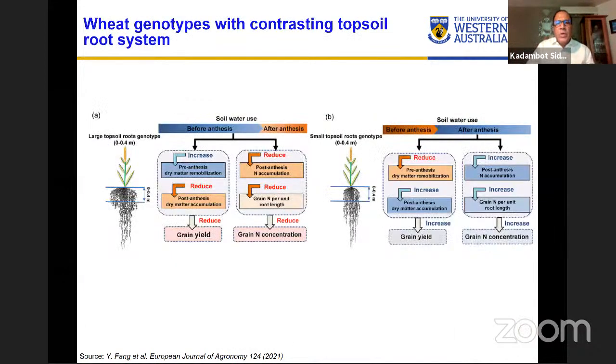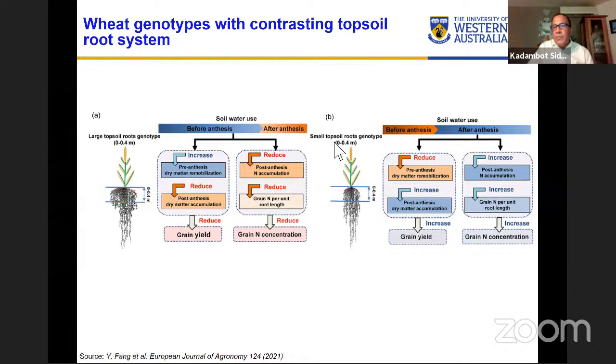To summarize that work, I'll just show you this diagrammatically. Hope you can see that. Large topsoil roots in the 0 to 40 centimeter depth increase pre-anthesis soil water use and reduce it after anthesis. They increase pre-anthesis dry matter, reduce post-anthesis nitrogen accumulation, reduce post-anthesis dry matter accumulation, reduce grain nitrogen per unit root length, and reduce grain yield and grain nitrogen concentration in a dryland system.